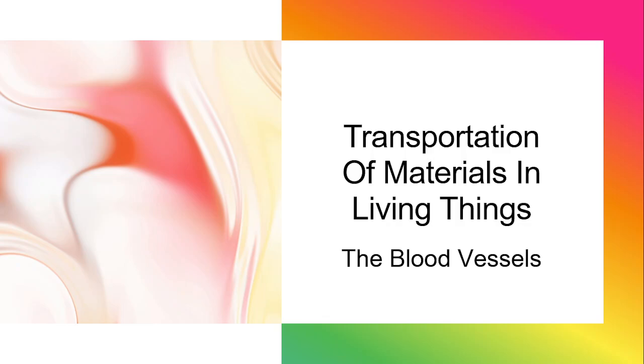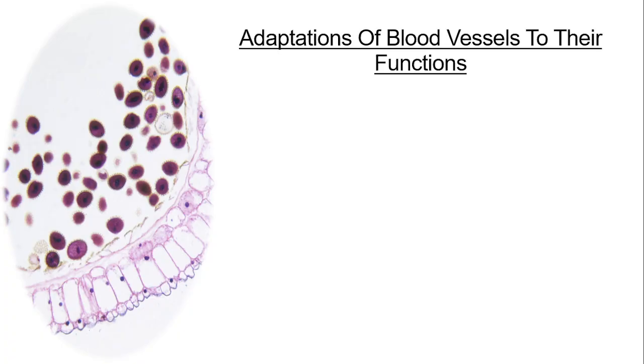Our chapter is transportation of materials in living things. We're still discussing the blood vessels. So far, in a previous video, we saw the three kinds of blood vessels: the arteries, the veins, and the capillaries. We discussed them using labeled diagrams. Today, first, we'll see the adaptations of these blood vessels to their functions. We'll see a table that displays these kinds of blood vessels and how they are adapted to their functions.